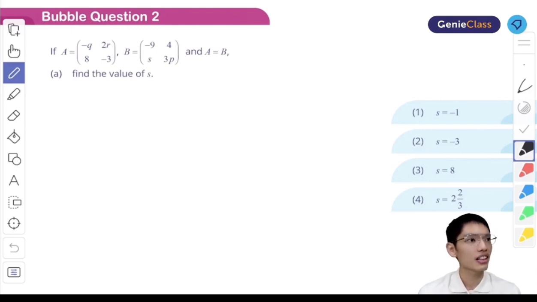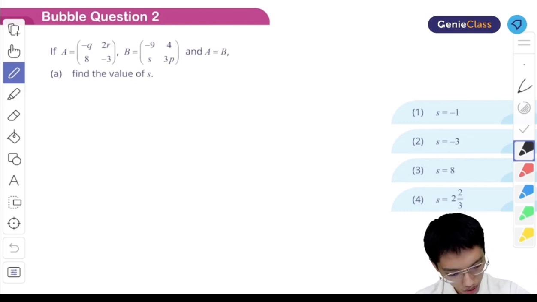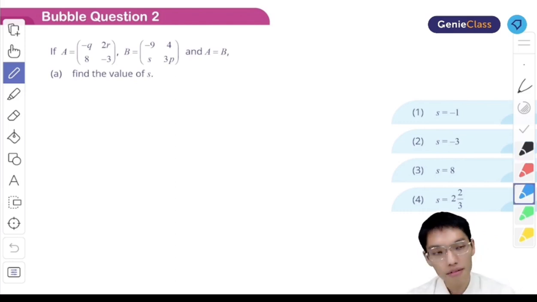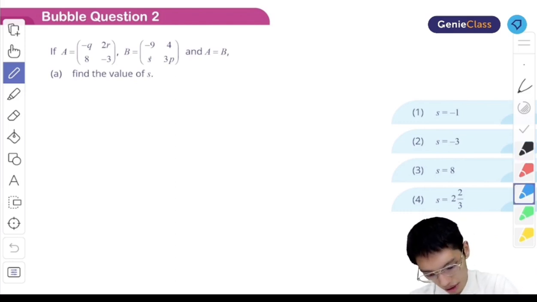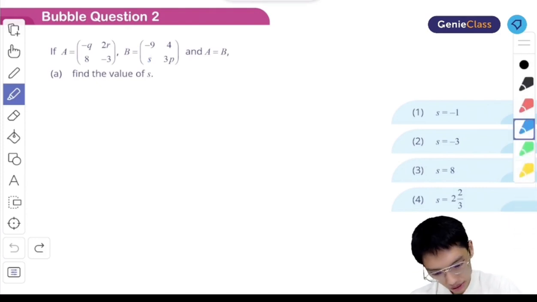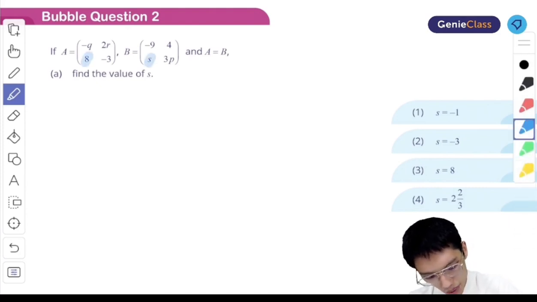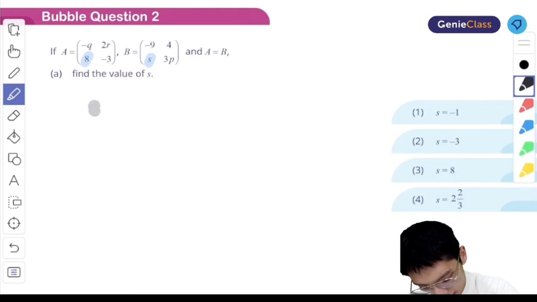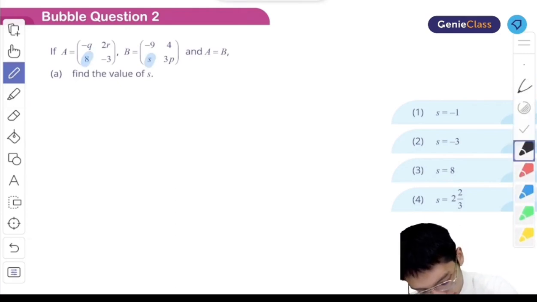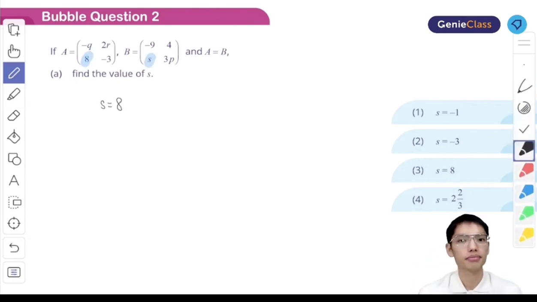Okay, final 2 seconds. Most of you got it right, but some of you gave me another option. So remember, position is very important. For the value of S, S is at the bottom right, so it should be at the bottom right as well. Therefore, S equals 8. That's the first part. Some of you actually cross-read, but do take note. Be very careful. Do not cross-read the positions wrongly.